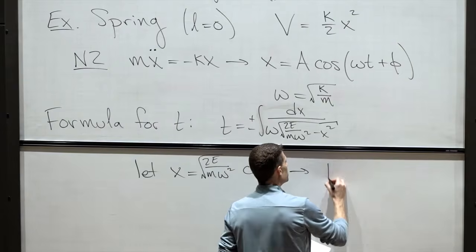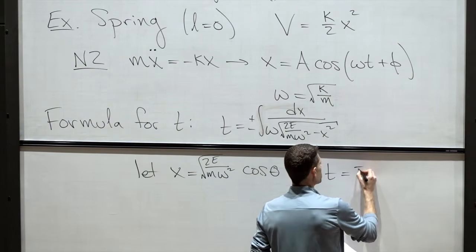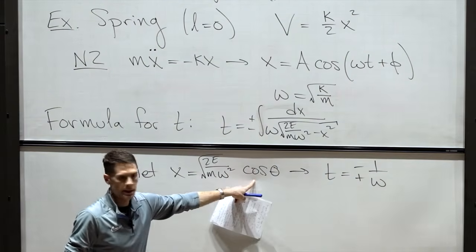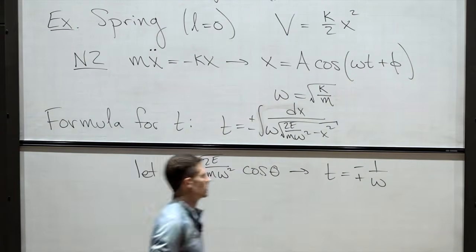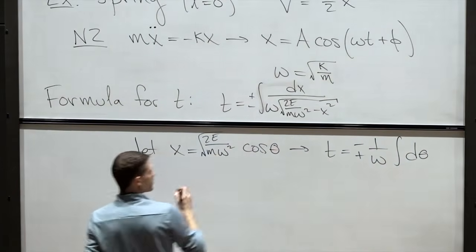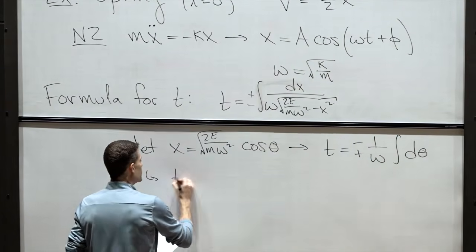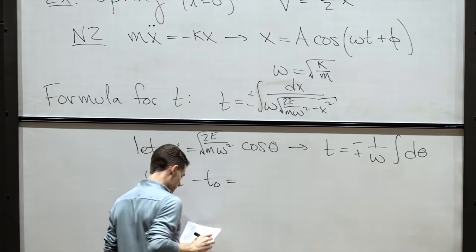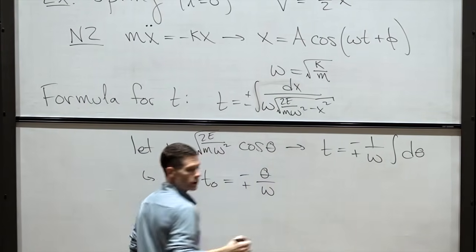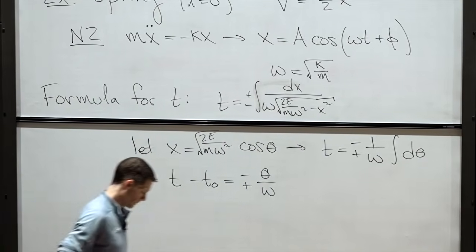So I get t, again, rushing the algebra a little bit, t equals minus plus 1 over omega. The dx became another minus. So then it's just an integral of d theta, which I can integrate, so I get something like t minus a constant, let's call it t naught, equals minus plus theta over omega, and theta is the arccosine of something with an x, right?